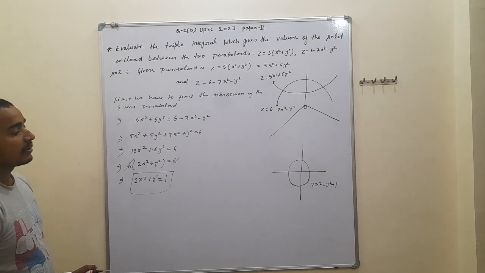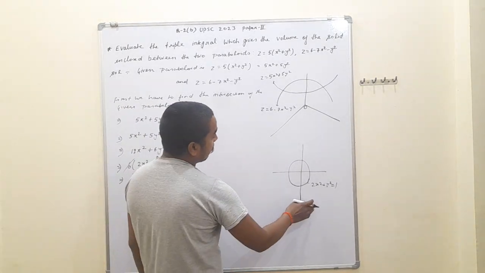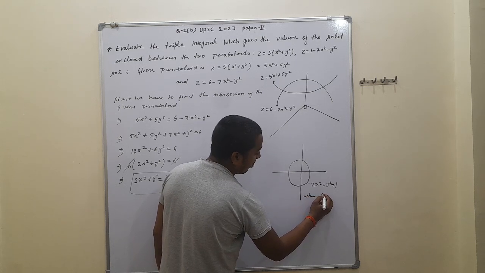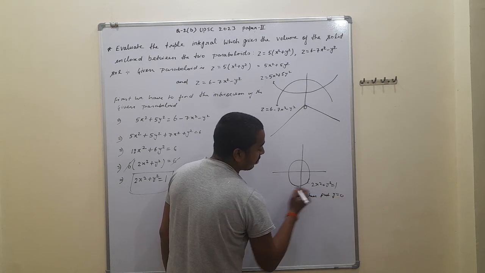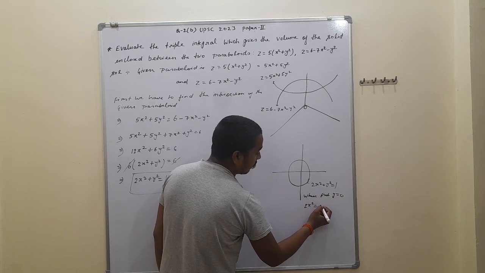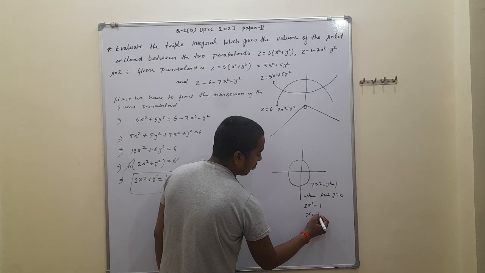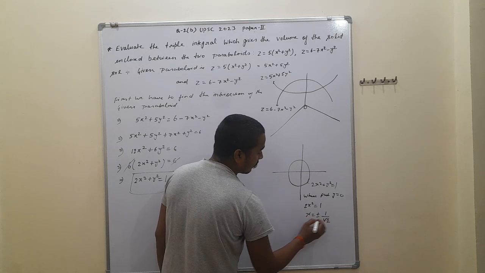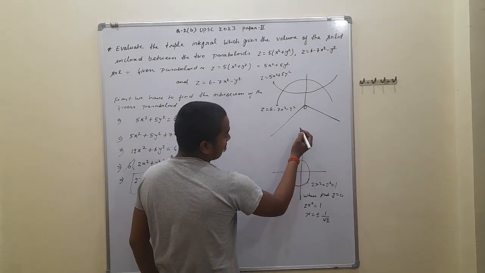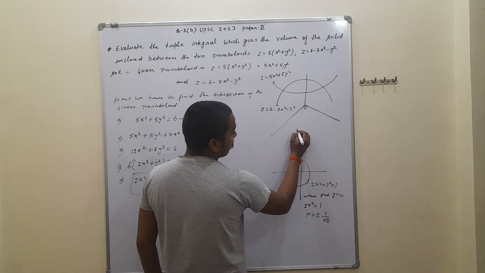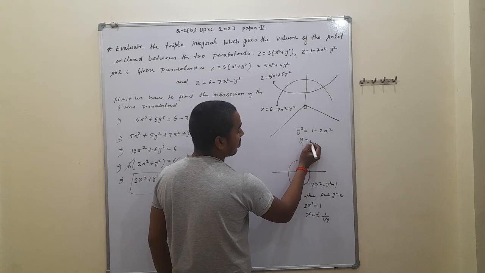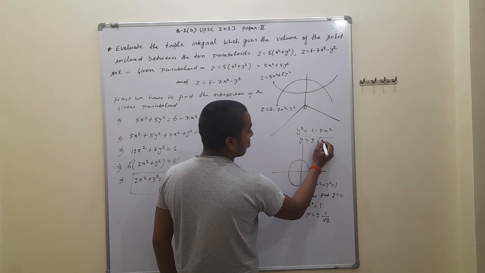From here we have to find the limits. When we put y is equal to 0, then 2x square is equal to 1 and x is equal to plus minus 1 upon root 2. We can also find the limit of y: y square is equal to 1 minus 2x square, and from here y is equal to plus minus under root 1 minus 2x square.